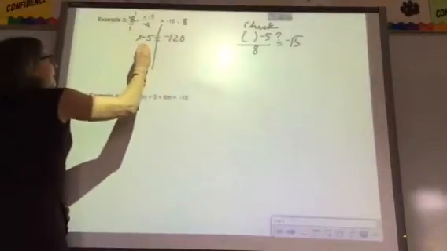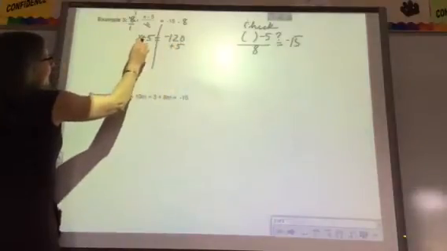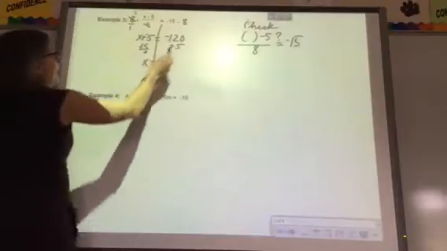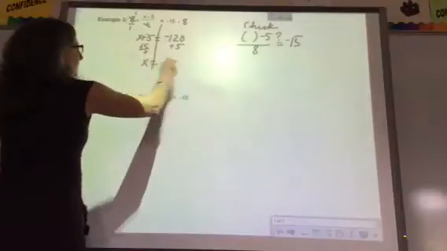Then I have to add 5 to both sides. Negative 5 plus 5 is 0, so I have x plus 0, which is x alone. And negative 120 plus 5 will be negative 115.